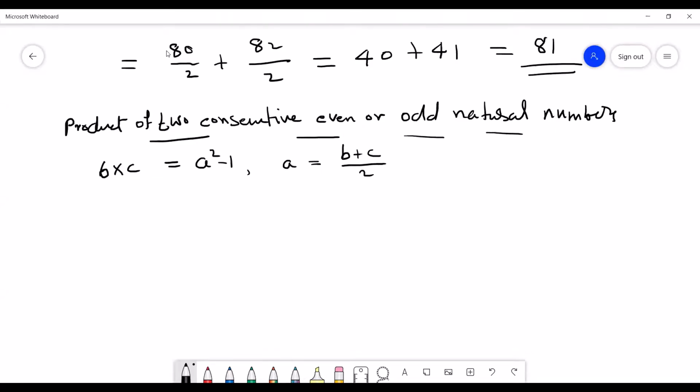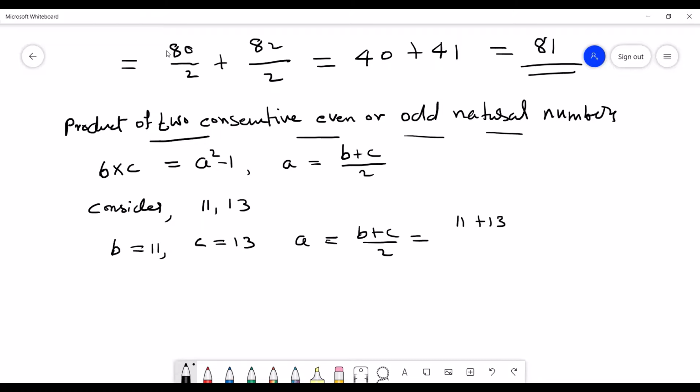With the help of two odd numbers, I will prove this. Let us consider two numbers, 11 and 13. These two numbers are odd, two consecutive numbers. After 11, it is 13 only. So let us consider B is equal to 11 and C is equal to 13. Then A will be B plus C divided by 2, that is 11 plus 13 divided by 2, we will get 24 divided by 2, that is 12.